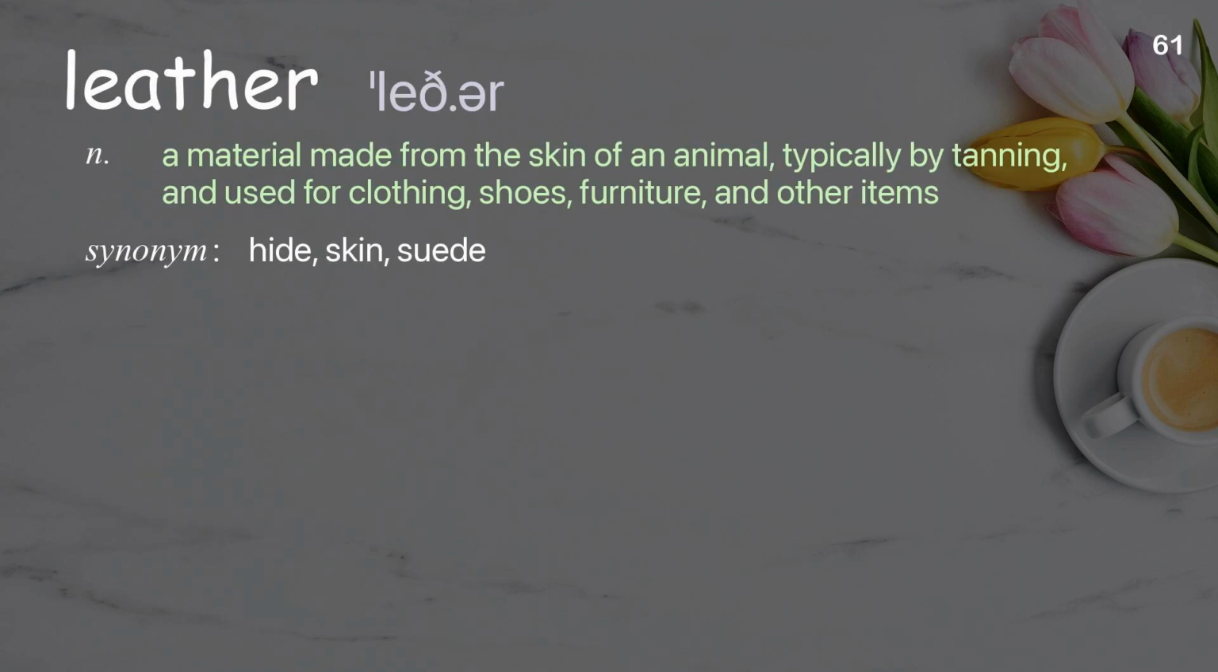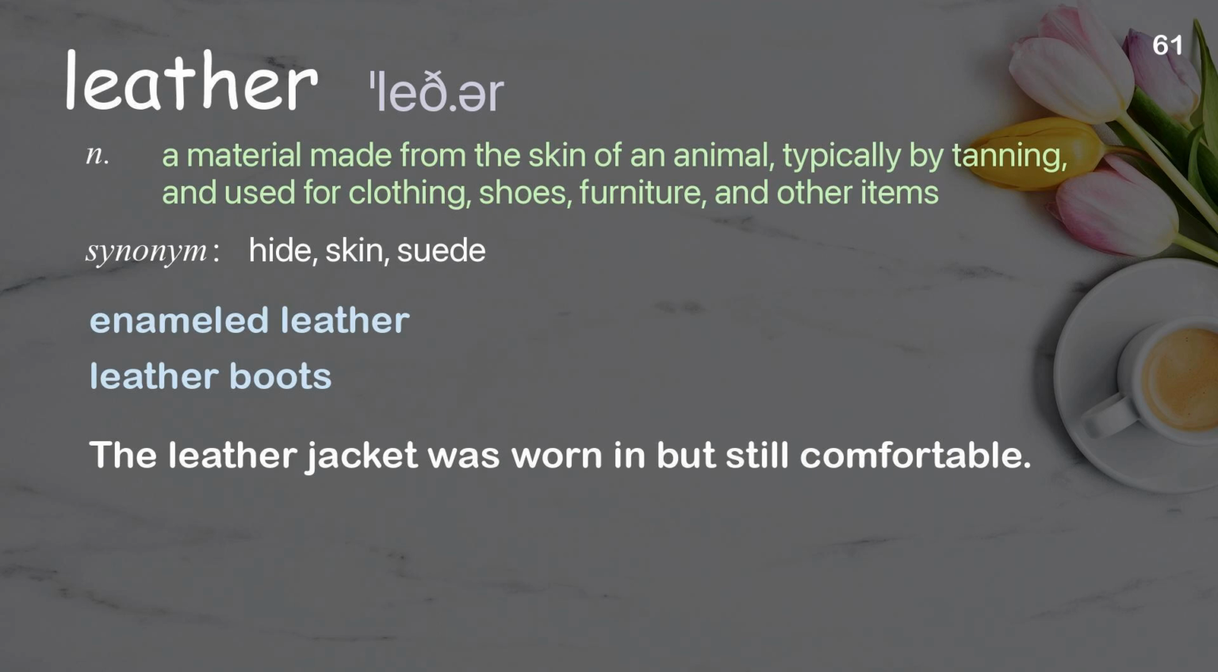Leather. A material made from the skin of an animal, typically by tanning, and used for clothing, shoes, furniture, and other items. Examples: Enameled leather. Leather boots. The leather jacket was worn in but still comfortable.